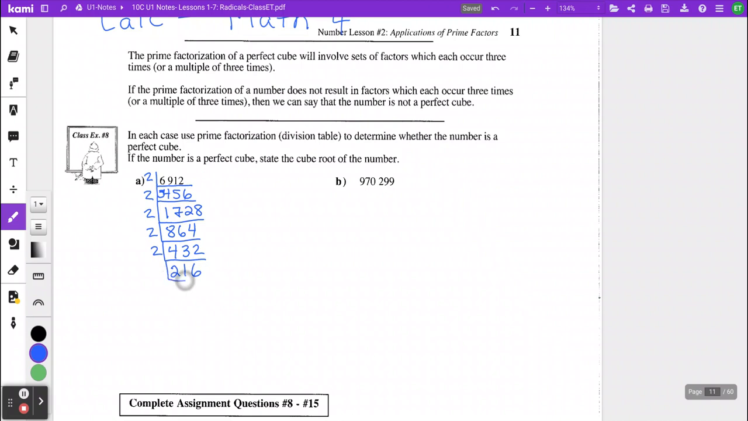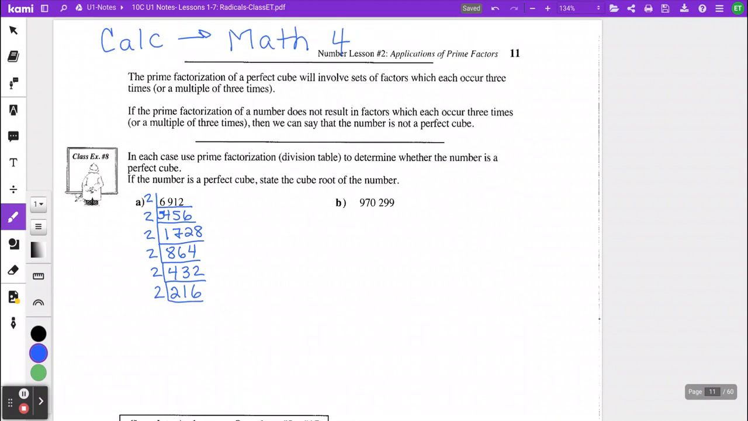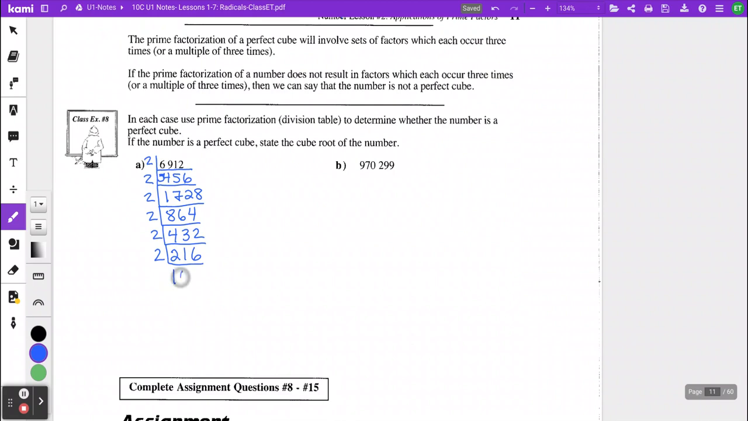And what do we know about 216? It's a perfect cube. 216 is even, so I'll divide by 2 to give us 108, divide by 2 to give us 54, divide by 2 again to give us 27, which is odd. So it divides by 3 to get 9, which divides by 3 to give us 3, and then 3 to give us a 1.